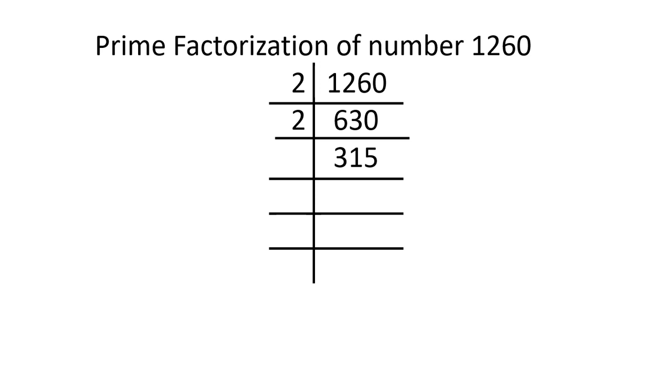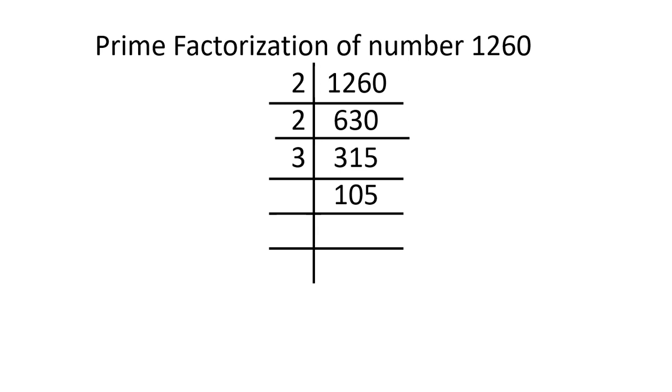We get 315. Now 315 is an odd number. It will not be divisible by 2. So we add the digits to see whether it is divisible by 3 or not. 3 is the next prime number. So 3 plus 1 is 4. 4 plus 5 is 9. 9 is divisible by 3. So 315 is divisible by 3. So we divide by 3.